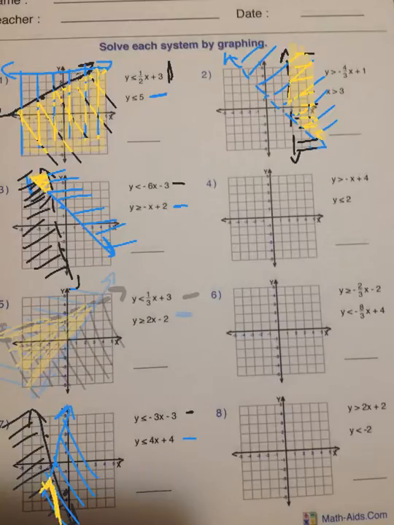Now remember, if you can't figure out where it's shaded, then you can go ahead and pick a number, like 0, 0. 0 is less than or equal to 4. And that's a true statement, which is why we did shade in that blue. If you ever get confused. But if you try it here, 0 is less than or equal to -3, that's not true, which is why the black shading is not in that area.